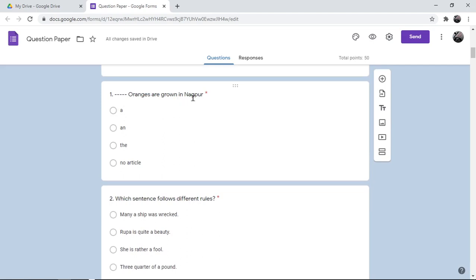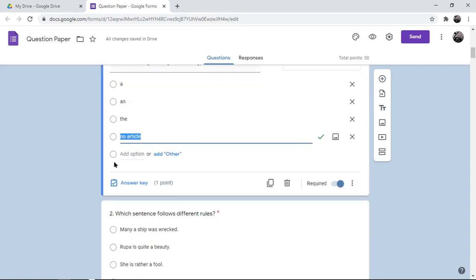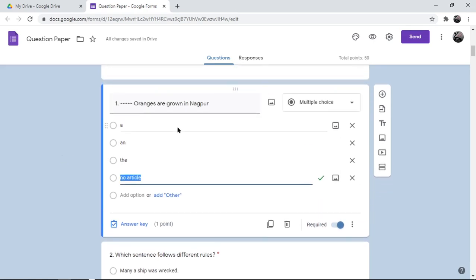Dash oranges are grown in Nagpur. Okay, so articles and prepositions, these are not included in your quiz syllabus, but I am just showing you the format. Okay, do not be confused. Just I am showing you the format of the question. Just you see, dash oranges are grown in Nagpur, so you have to choose the correct answer. So if you think that this one is the correct answer, then you have to press here only. Okay, so I was making a question here, that's why I'm getting the answer in this way.